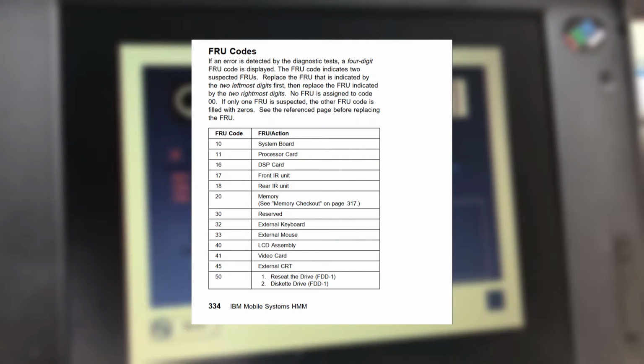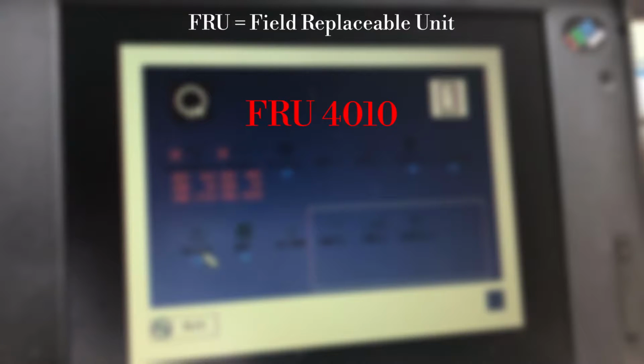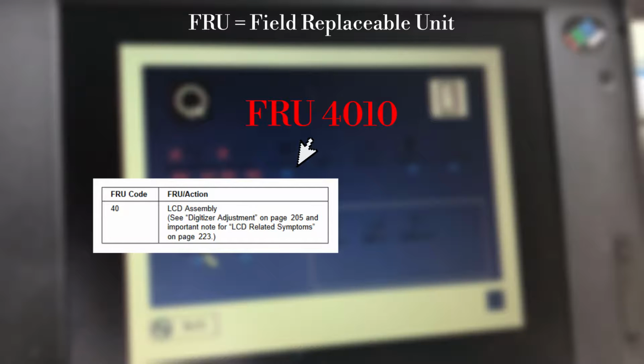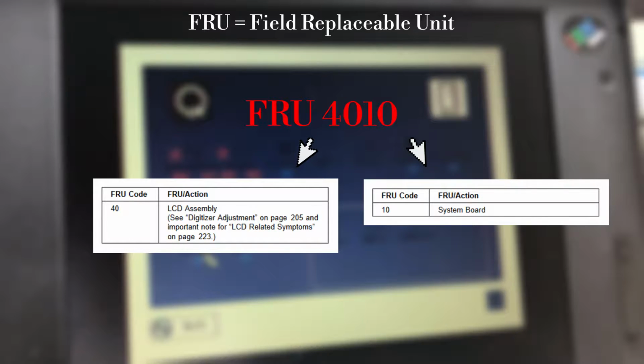The way the error codes work, as described in the hardware maintenance manual, is that you look at the 4-digit FRU code. FRU stands for Field Replaceable Unit, and the numbers stand for two suspected devices. You should replace the FRU indicated by the two numbers to the left first, and if that doesn't work, the two numbers to the right.